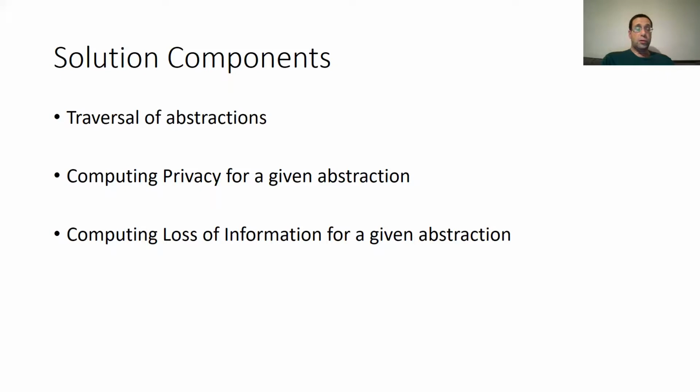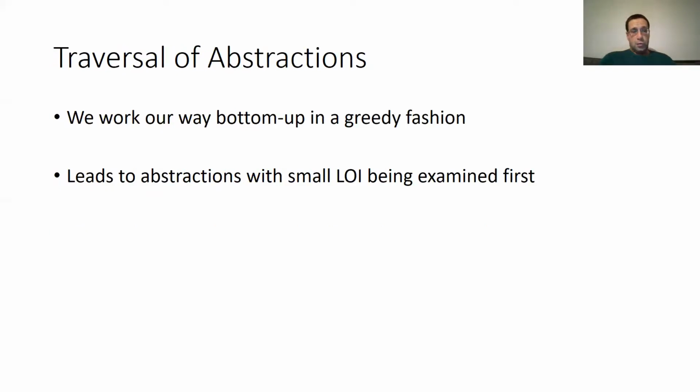The components of our solution then involve how do we traverse abstractions. As we said, there are exponentially many, but we need to traverse them in a smart fashion. For each abstraction that we are considering, we need to compute its level of privacy, and we need to compute the level of loss of information that it entails. So for traversal of abstractions, we work our way bottom up in the abstraction tree in a greedy fashion, and that leads to abstractions with small loss of information being examined first.